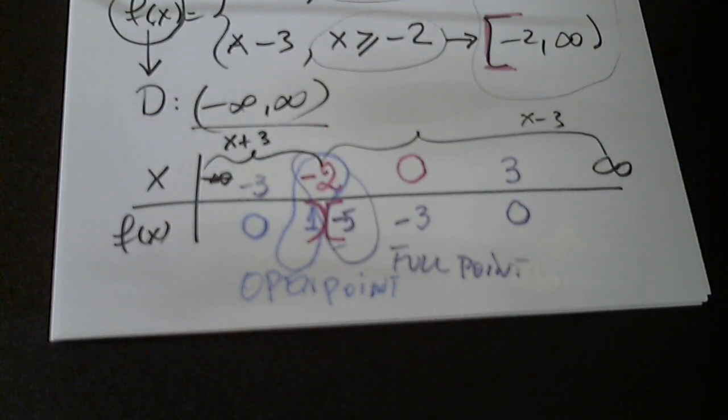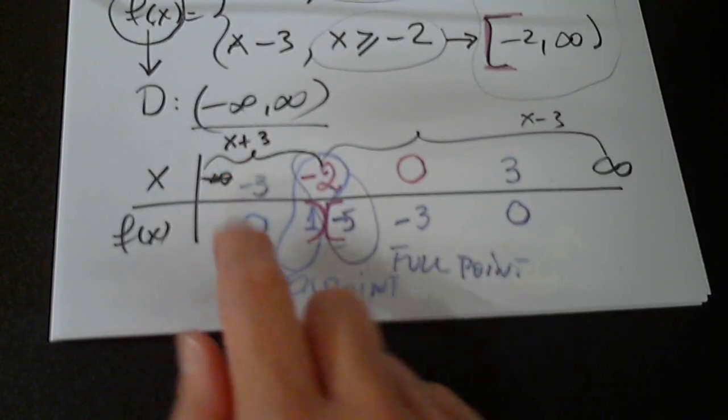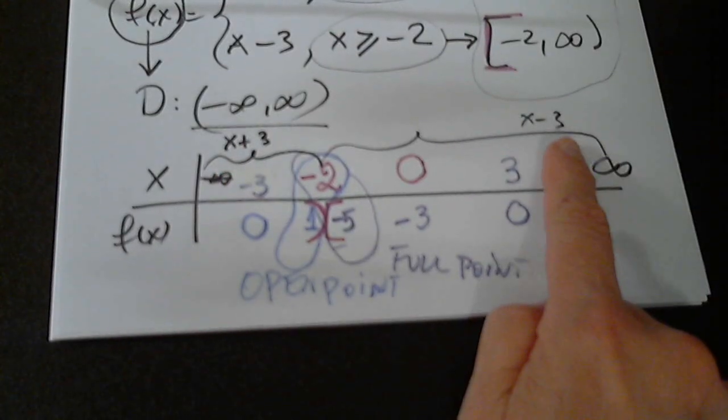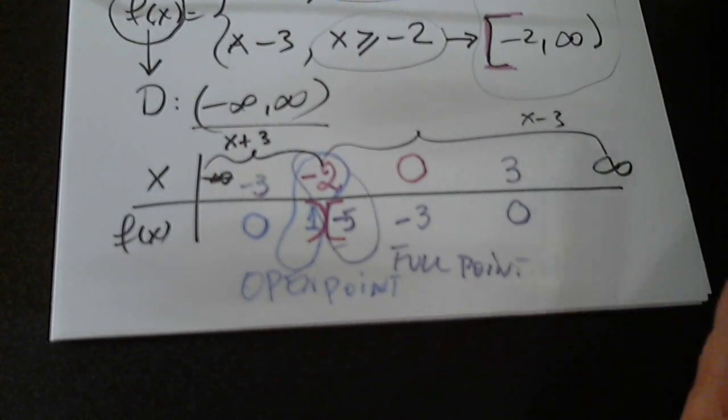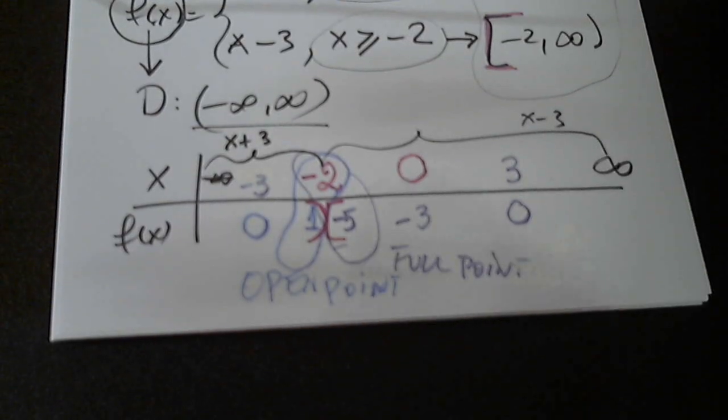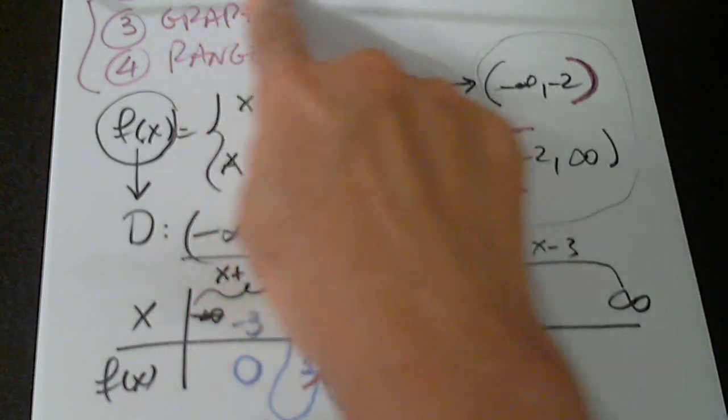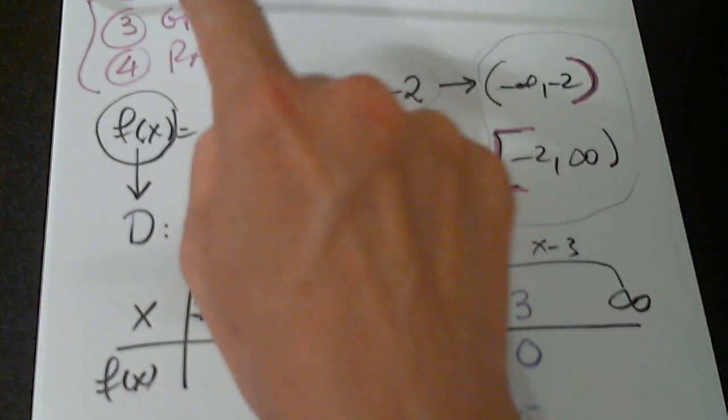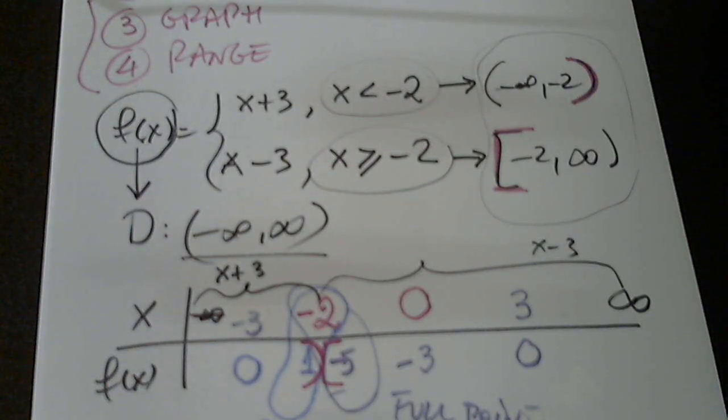All I needed was 2 points here because it's a line. I needed 2 points here. I got 3, more than enough. So I completed the table of ordered pairs. Now I want to graph and then determine the range.